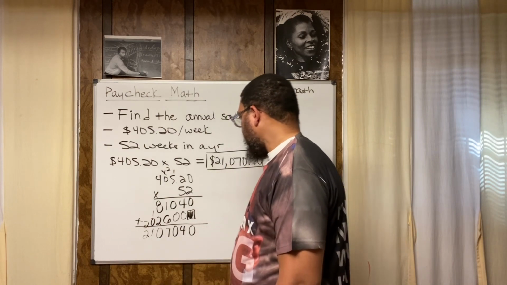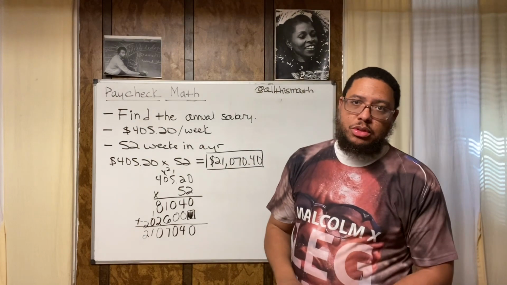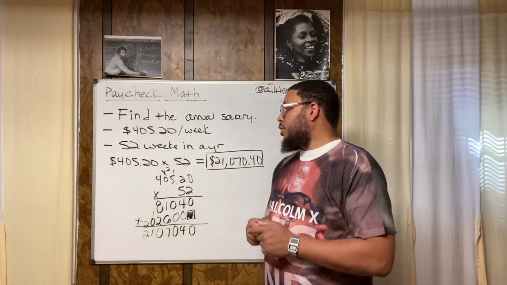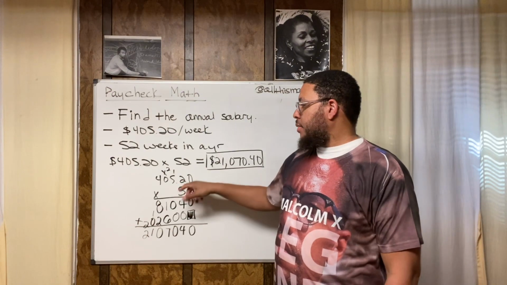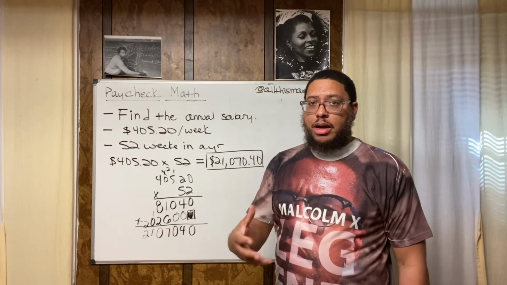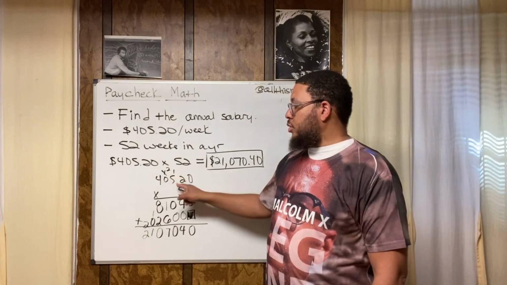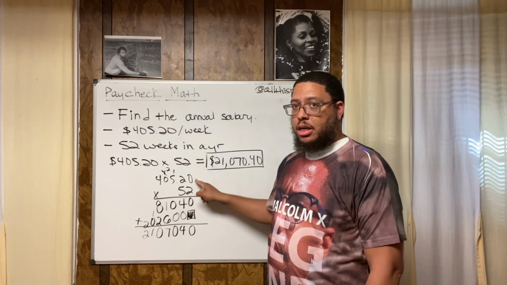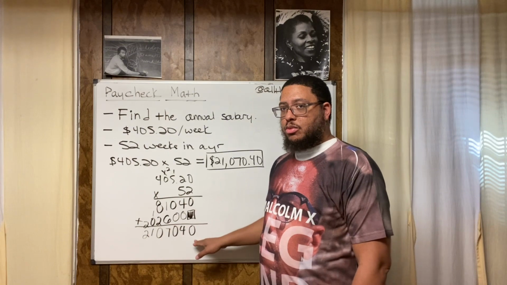Right? Now, what happens when you multiply decimals? When you multiply decimals, 405.20 is a decimal. 52 is not. Right? You've got to be careful because it affects your product, or your final answer. Now, because one of our numbers had 2 digits to the right of the decimal point in it, that means our answer should have 2 digits to the right of the decimal point in it.